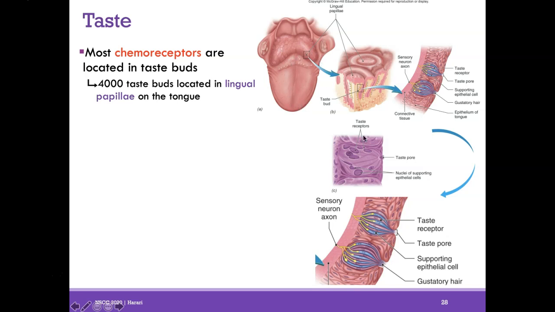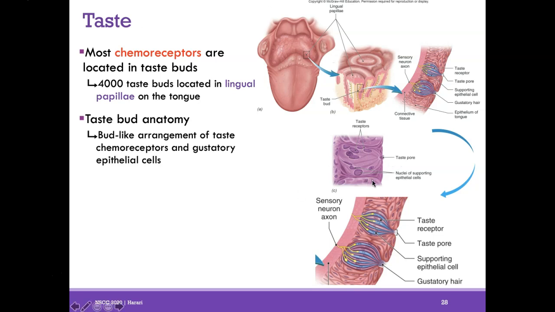And when you look at your tongue, you might notice these bumps. Those are not taste buds. Those are called lingual papillae. And we have many different kinds of lingual papillae. We have four different kinds of lingual papillae. One without taste buds, three with taste buds. And only one type of lingual papilla really has a lot of our taste buds on them. So we have about 4,000 taste buds on our tongue that are located in lingual papillae.